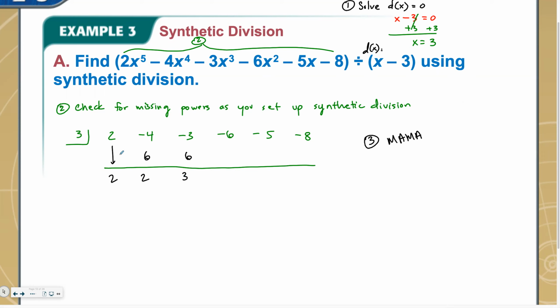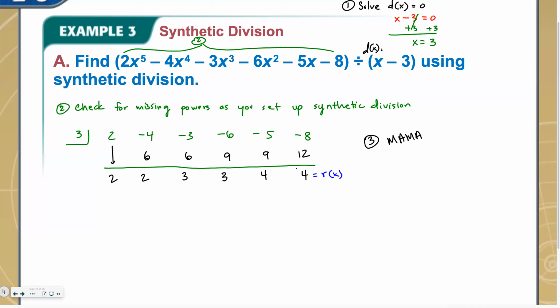Now we repeat. What's 3 times 3? 9. Now you add. -6 plus 9 is 3. Good. 3 times 3? 9. -5 plus 9 is 4. Y'all good. 4 times 3 is 12. Now we add. -8 plus 12 is 4. Now, the last number is always your remainder.